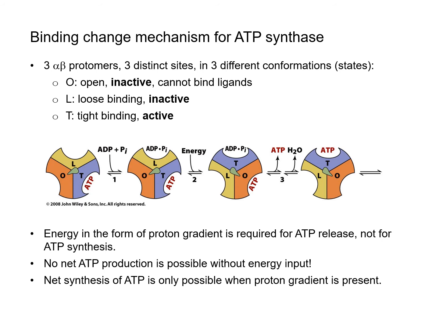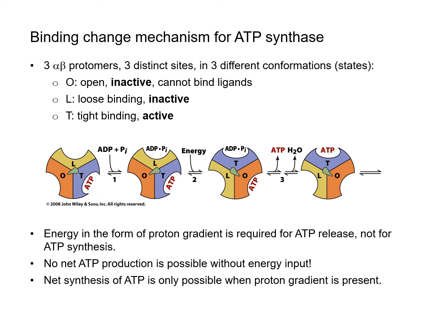And they are in 3 different conformations or states. Those conformations are the O state, which is basically an open state, and it's inactive in terms of synthesizing ATP. Also, it cannot bind ligands, especially ATP and inorganic phosphate. Another state is the L state, where it has loose binding of the ATP and inorganic phosphate, but it's still an inactive form. But the T state has tight binding of the ATP, and it's an active form.